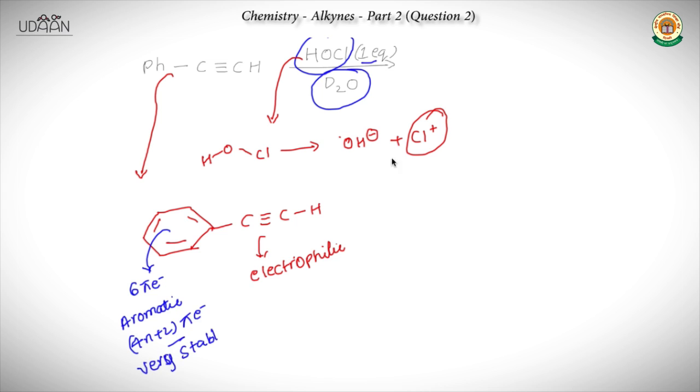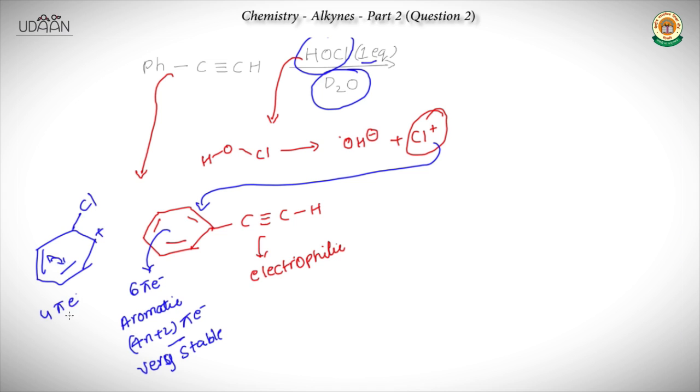Now, if Cl plus attacks on this, it lowers its aromaticity. I'll show you how. Say it attacks on this carbon. Now you get a positive charge here. Now you can see that the ring has just 4 pi electrons, and there isn't any complete conjugation for it. So it has lost its stability. So basically what you're saying is it's a bad idea for a phenyl compound to lose its aromaticity. Yeah. But if you have here a C triple bond which can undergo electrophilic addition reaction.